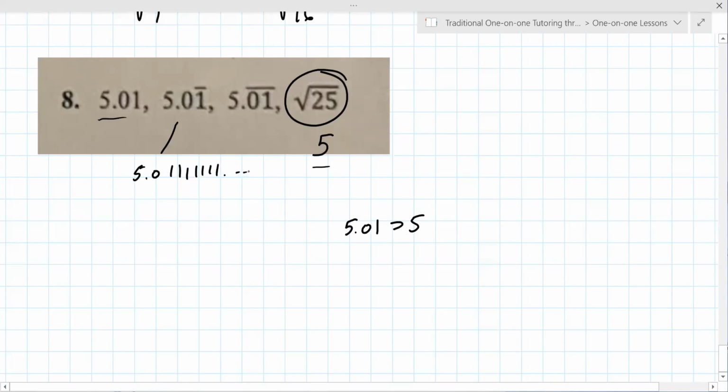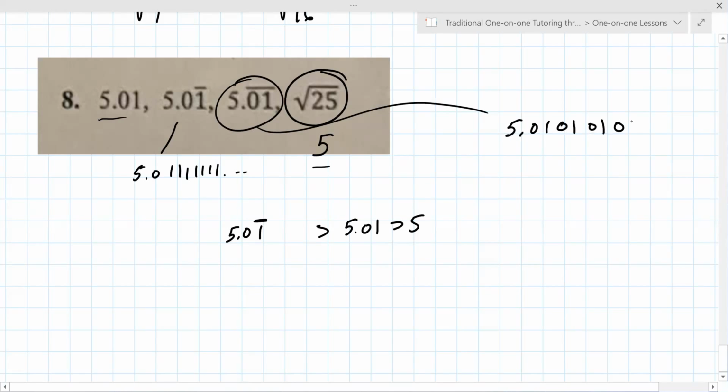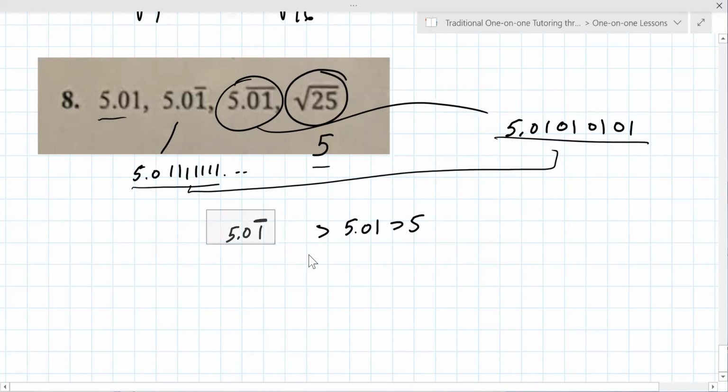Now 5.01 bar means 5.011111 forever. So how does that compare to these numbers? Is bigger. Okay, that's bigger. Now this one's a little bit odd, but you repeat 2 digits. So it's 5.01, 01, 01, 01. So which is it bigger than? It's bigger than all of them. So look at these two though. Oh, the other one with all the ones. Yes, that's the biggest. So move this over here. So that's greater than 5.01 bar.